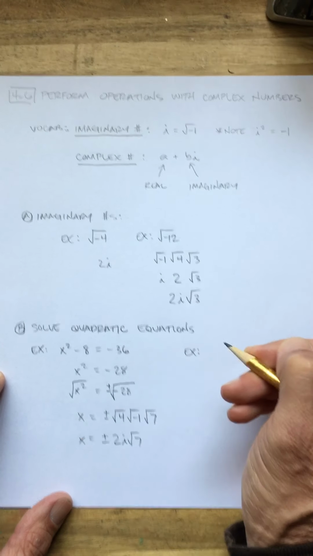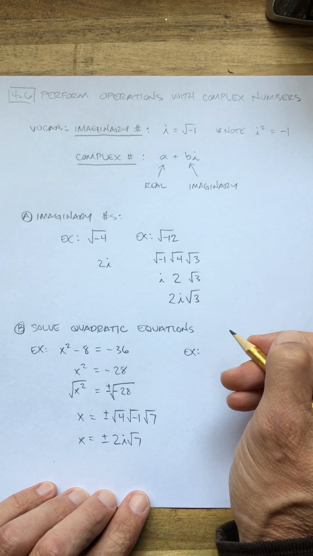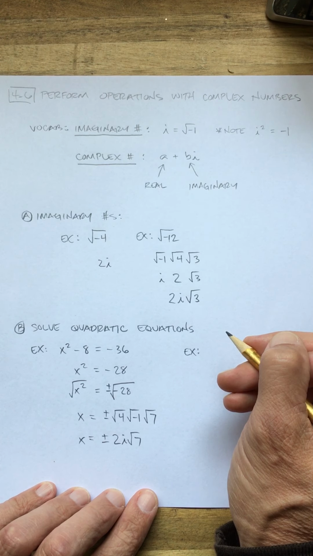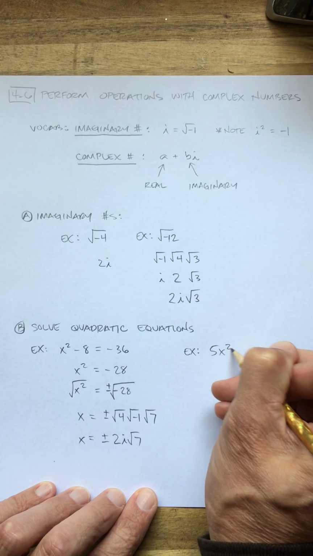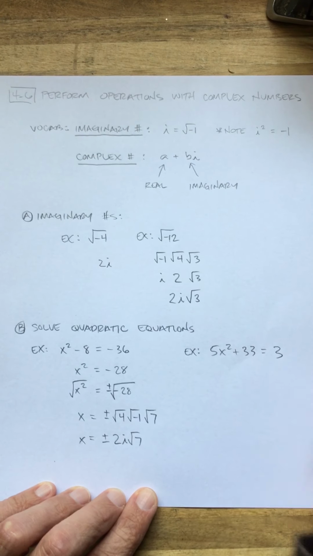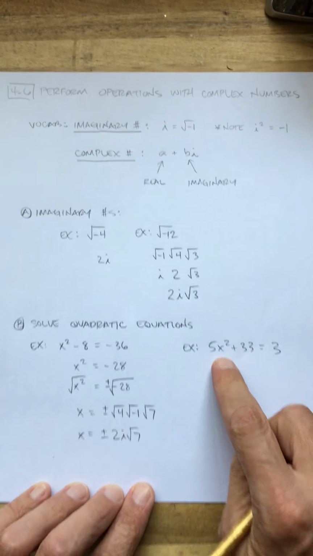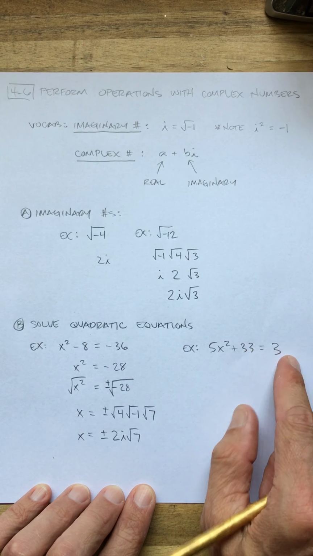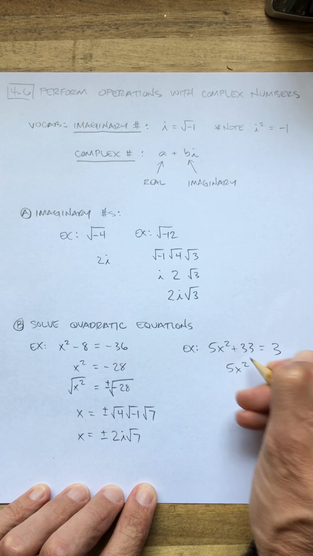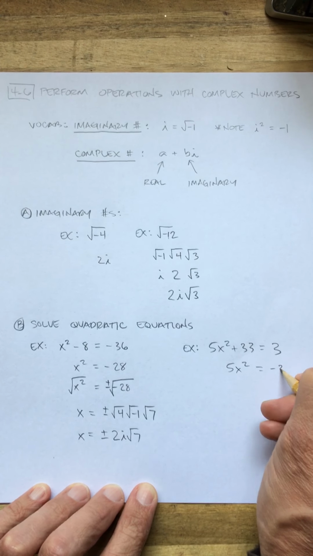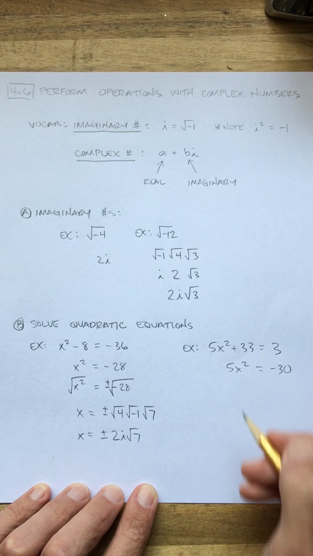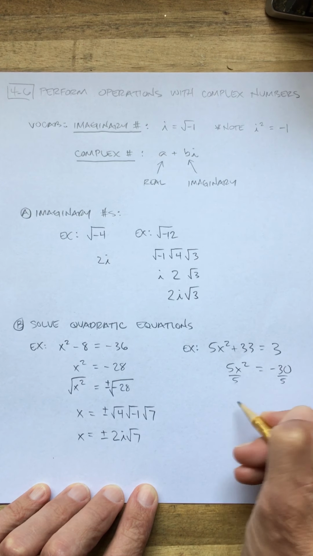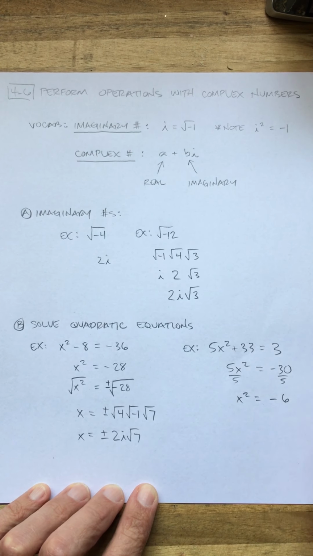Okay, example. Let's try another one. Let's try 5x squared plus 33 equals 3. Okay, all right, so we have to get the x squared by itself, just like we did over here. We added the 8. Over here, we have to subtract 33. So we get 5x squared minus 33 from both sides is going to equal negative 30. Now we have a 5 there, so we're going to divide by 5, and we get x squared equals negative 6.